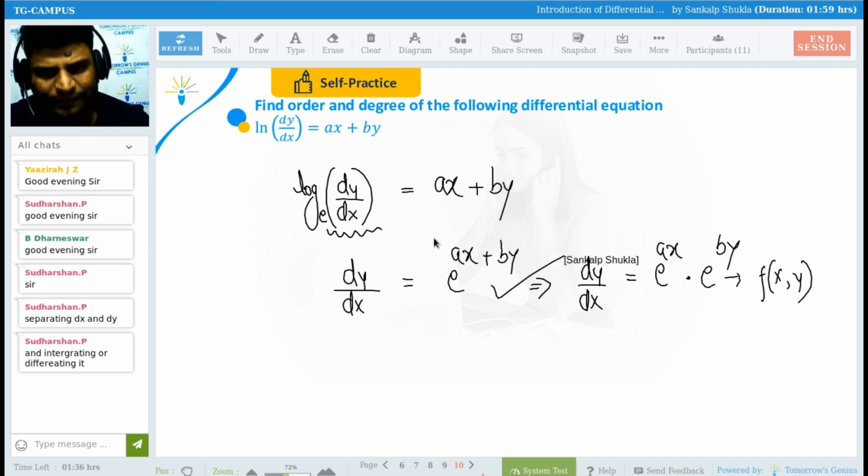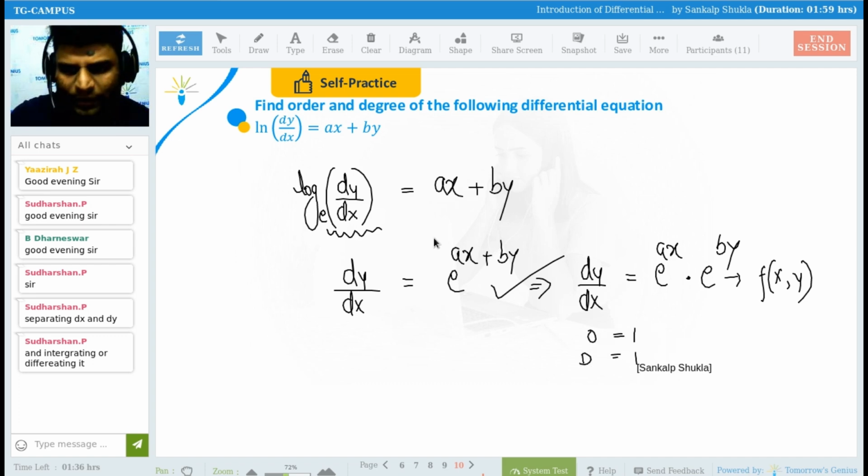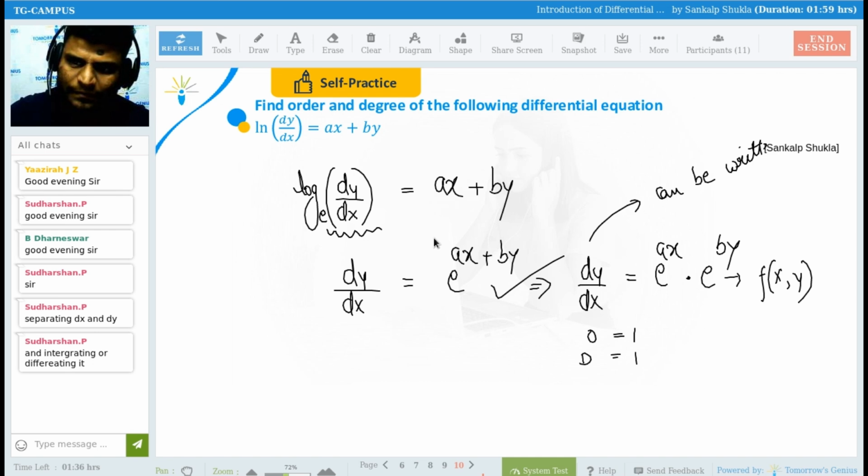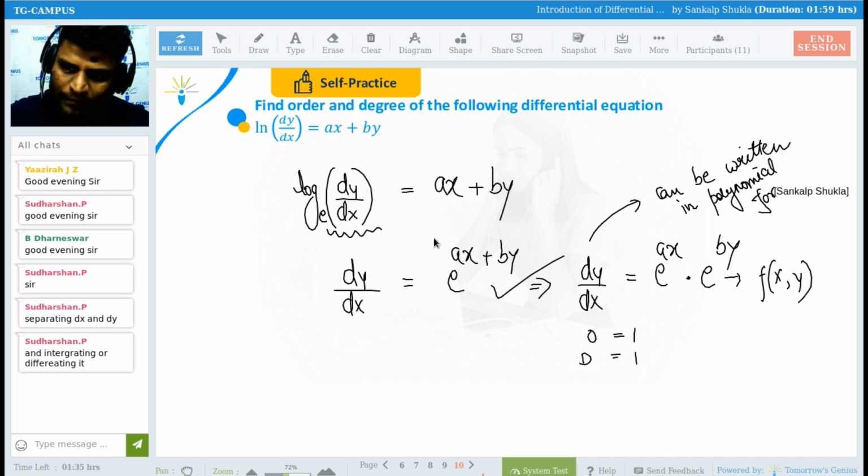It is acceptable because we are able to release the dy by dx from any angle. It is not trapped, it is not stuck anywhere. So yes, we can define the degree and order both. Order will be 1 and degree will also be 1, because it can be written in polynomial form. Are you getting these things? Okay.